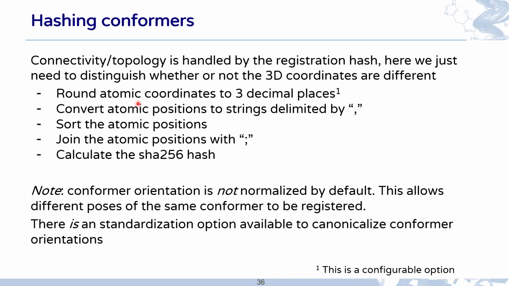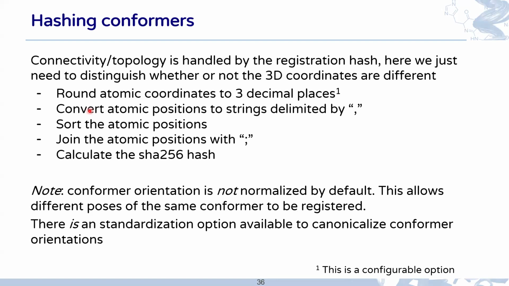The way we do it is we take the atomic coordinates and round them to 3 decimal places. You can configure that. We convert those into strings and sort the atomic positions that are now strings, so we have them in a canonical order. We put them together into one flattened list, and then we calculate a hash on that, and that's the conformer hash. If I move any atom, the conformer hash changes.